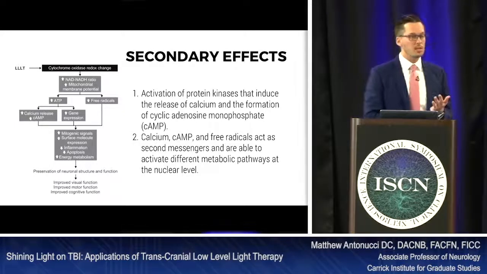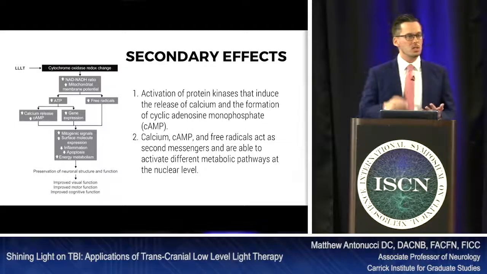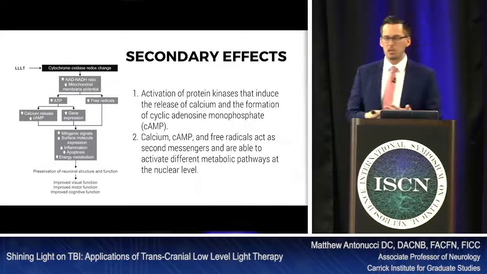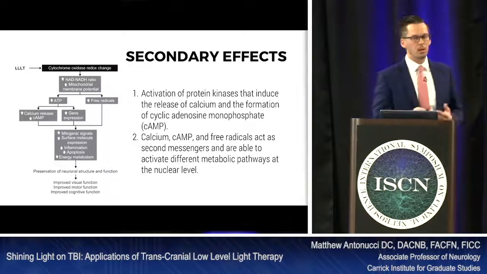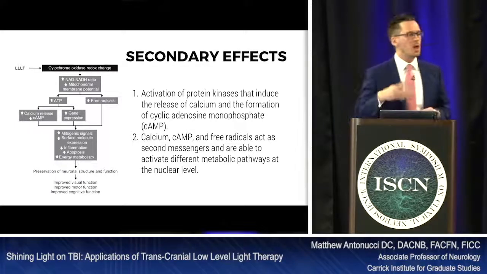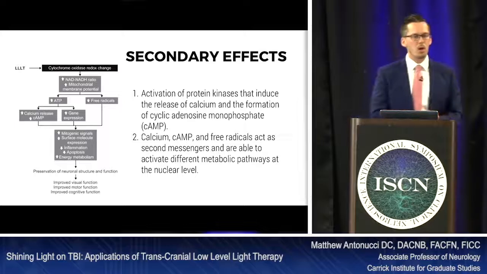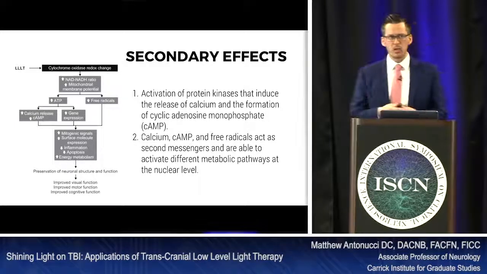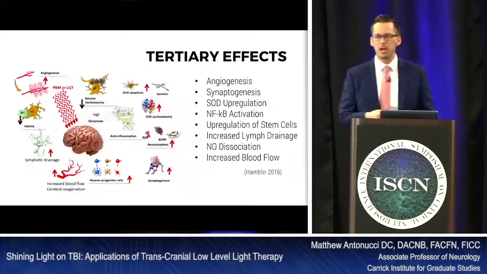Everything from immune activation with some of the reactive oxygen species. We start activating superoxide dismutase, which is a really strong antioxidant that promotes cellular health. But we also see that the secondary messengers also activate different types of metabolic pathways, not on a mitochondrial layer, but on a nuclear layer, such as transcription, translation, and protein production for cellular health.